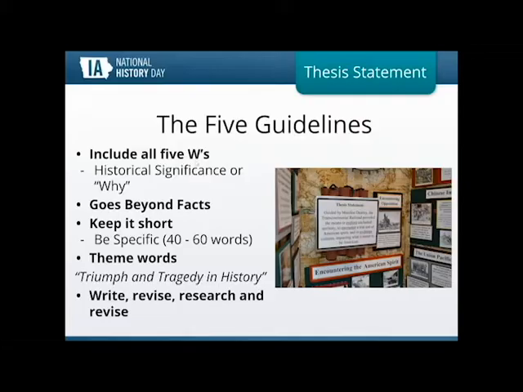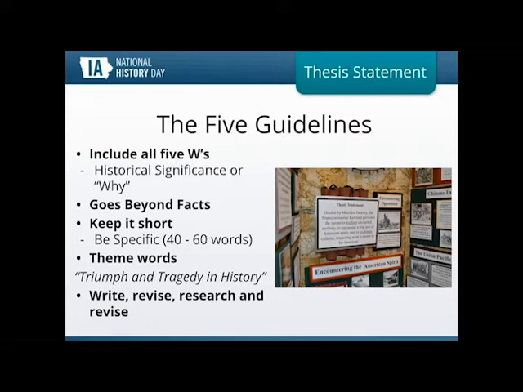The first guideline here: include all 5 W's. The thesis is the first thing the viewer reads. So we should know immediately who, what, where, when, and also the historical significance, or why. Why is this information important? Why is my topic important to learn about?